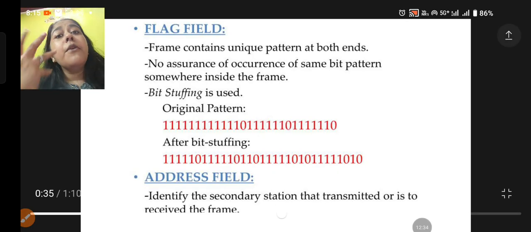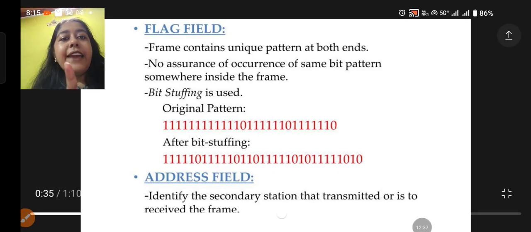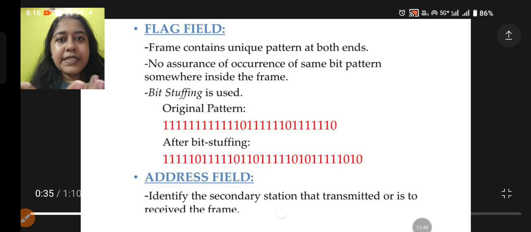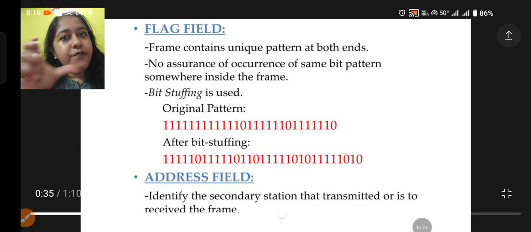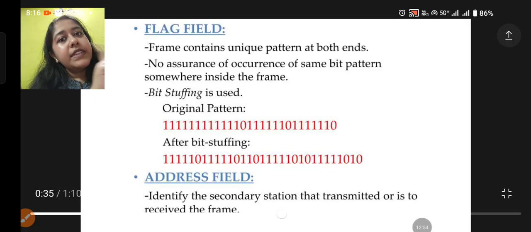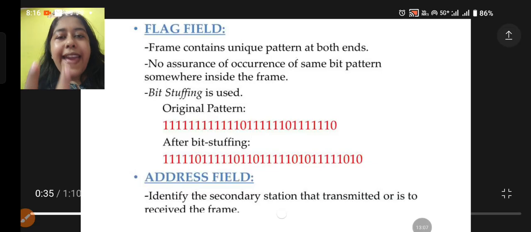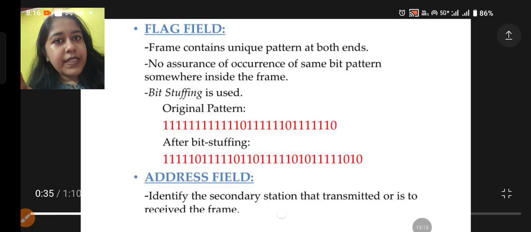Now let's talk about the flag field. The flag field of a frame contains a unique pattern at both ends. It is for uniqueness: whatever is in the first flag field will be unique with respect to the next flag field, that is, the starting and ending flag fields will be unique. There is no assurance that the same bit pattern will not occur somewhere inside the frame. No such assurance is given.